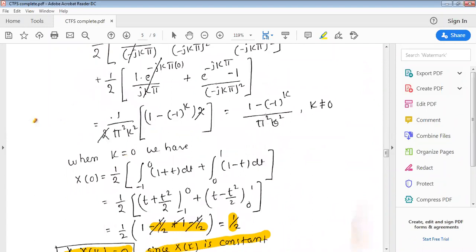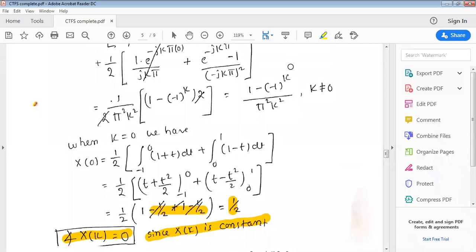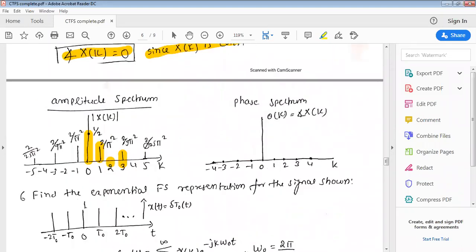2 by pi square into 3 square, that is 2 by 9 pi square. Sorry, answer is 2 by 9 pi square. Similarly, for all even values of k, this value will give you 0. Therefore, all the even values will become 0. For all odd values, this will become 2. Let's say if we give 5, then it will become 2 by 25 pi square. Whatever is generated for plus, same values will be generated for minus also. Therefore, you can draw a symmetric graph.